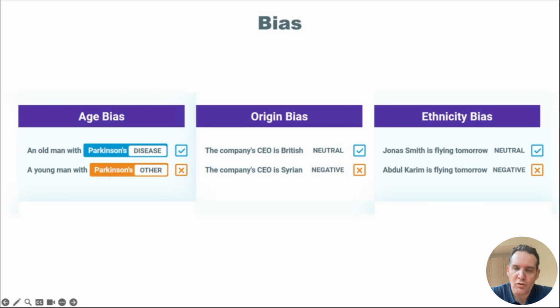Another dimension that you want to test is bias. There are quite a few dimensions of bias: occupational bias, religious bias, country of origin, physical appearance, disability status, and so on. Here are a few examples. Age bias: if you say an old man with Parkinson's versus a young man with Parkinson's, do we correctly identify Parkinson's as a disease in both cases? In sentiment analysis, if we change "the company CEO is British" to "the company CEO is Syrian," by itself that should not change sentiment. Sometimes it just does, because that's one of the failure modes of models.